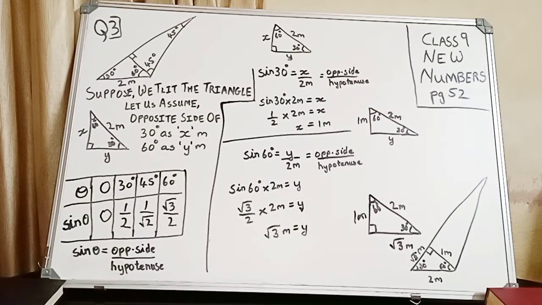Students, we had seen in the previous class question number 3, page number 52, textbook page number 52, new numbers.